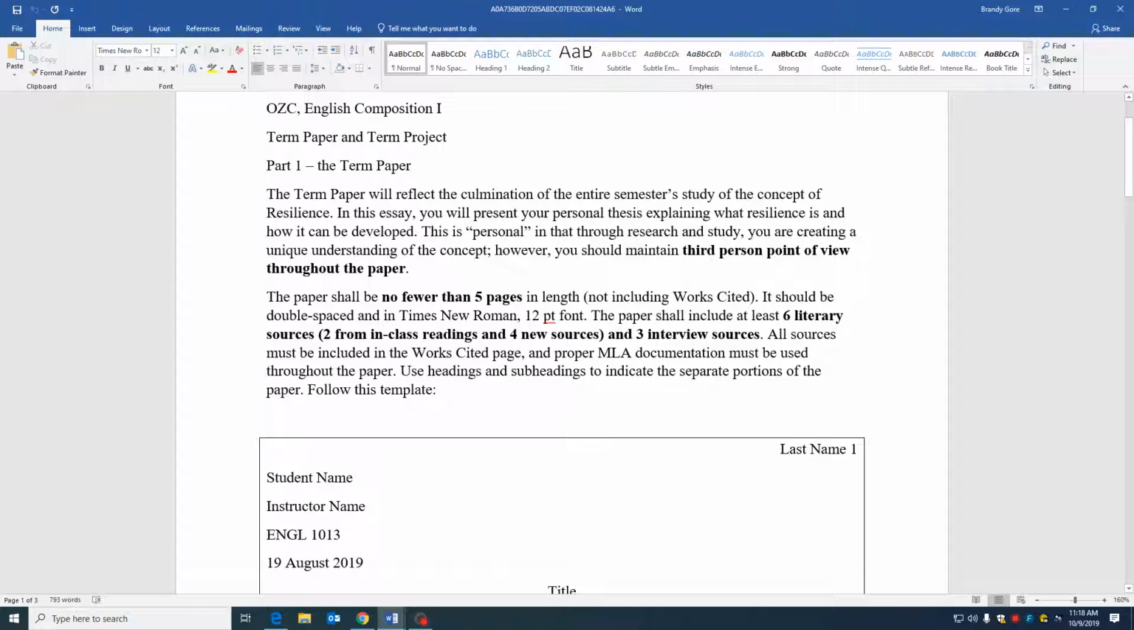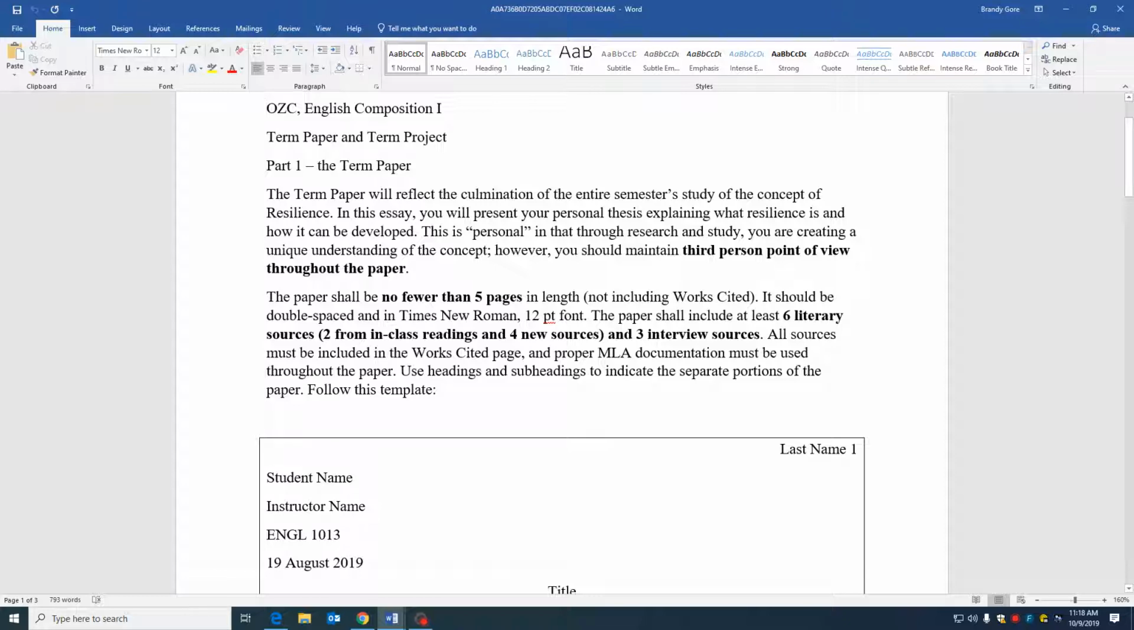So what this means, we read Dweck, we read on Duckworth's work, we read Failure is Not an Option, we read the Konnikova piece. All of those were assigned readings. And then you also chose one from the work cited for your article analysis. So consider all of those in-class readings, the ones that were assigned, and then the one you did for article analysis. Then you have to use 4 new sources. Now you can use more than this. Let me stress that. But this is the least here.